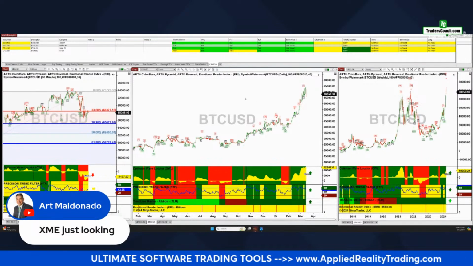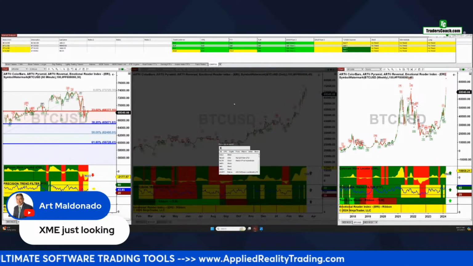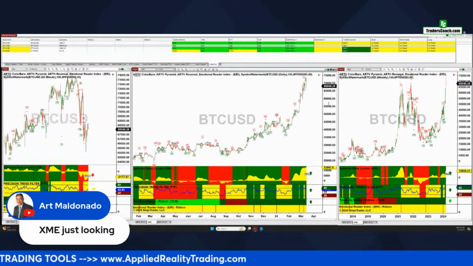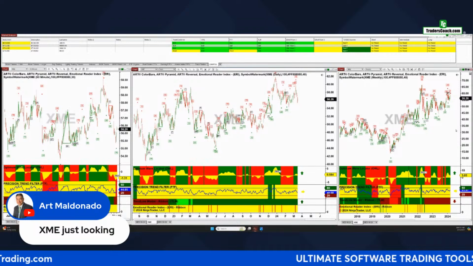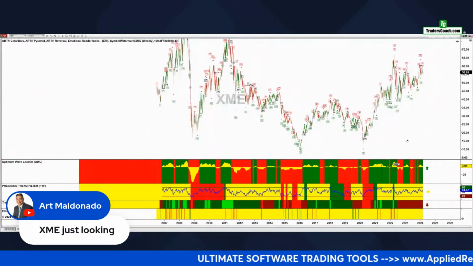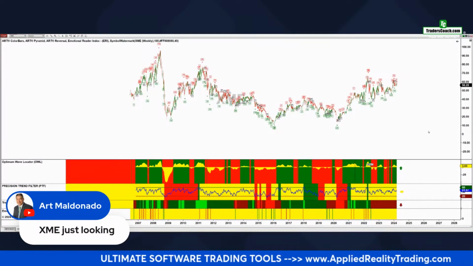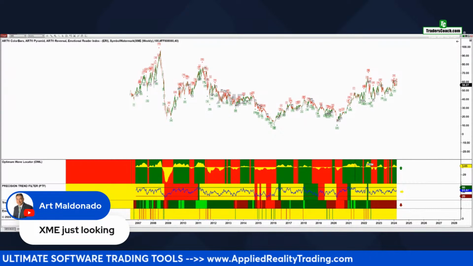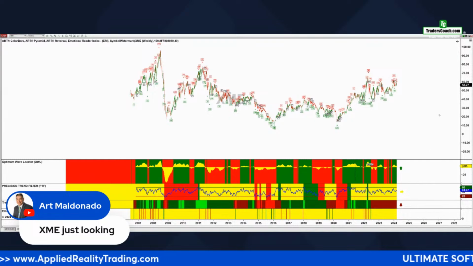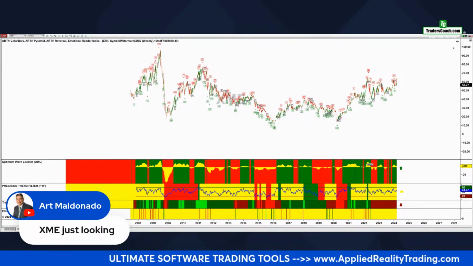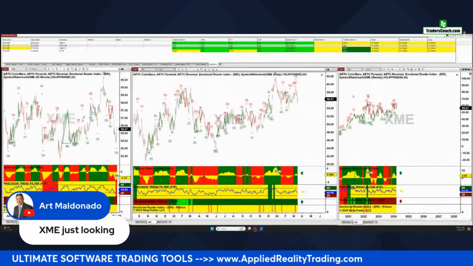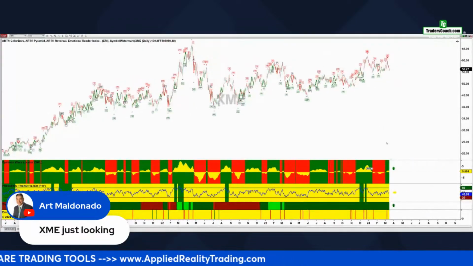Okay, XME. All right, and you're just looking. Let's open up the weekly chart and see. We go back to 2007 at a bottom here. Tough one to get a good Elliott wave count on that. It's very tough to find wave three, right? So let's see if the other time frames can help us. Messy market.